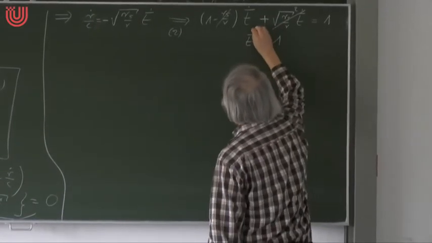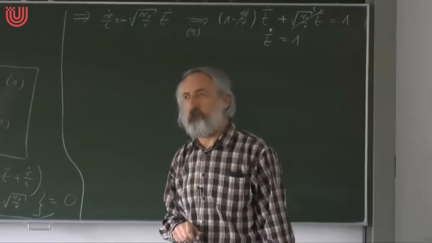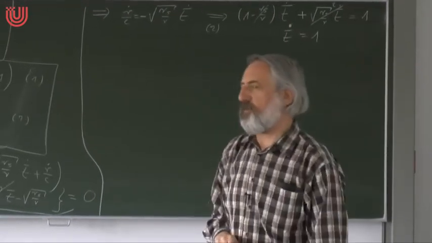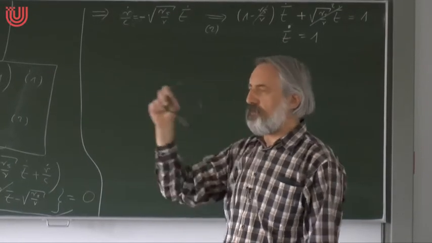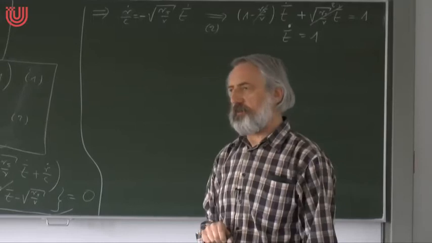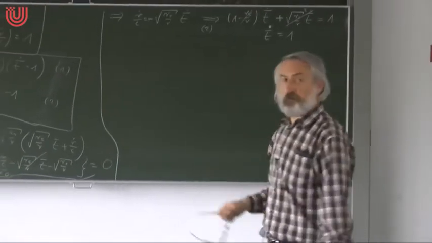What does that mean? T bar dot is equal to 1. That's a very interesting result. What does this mean for our particles? We have particles, they are parameterized with proper time. Dot means derivative with respect to proper time. And now we have found this expression.